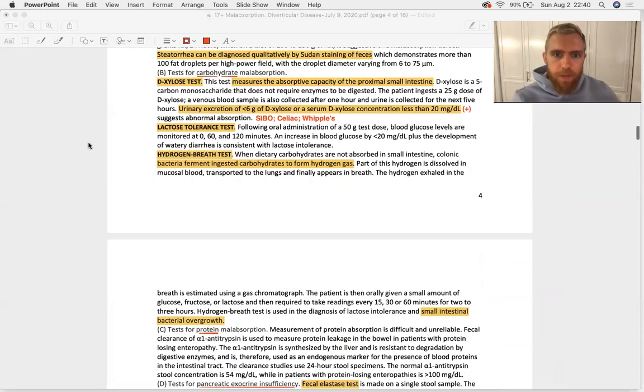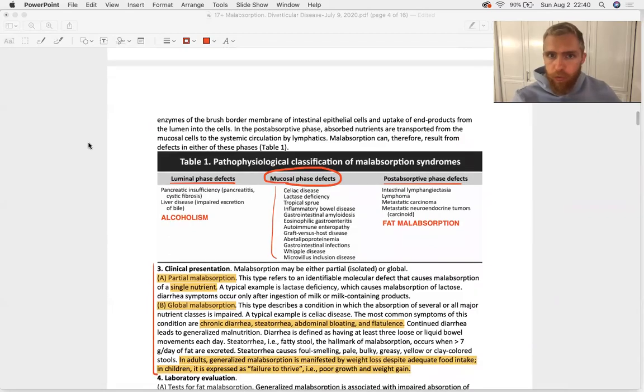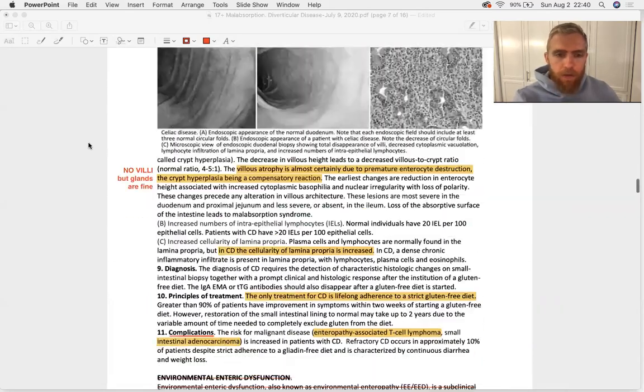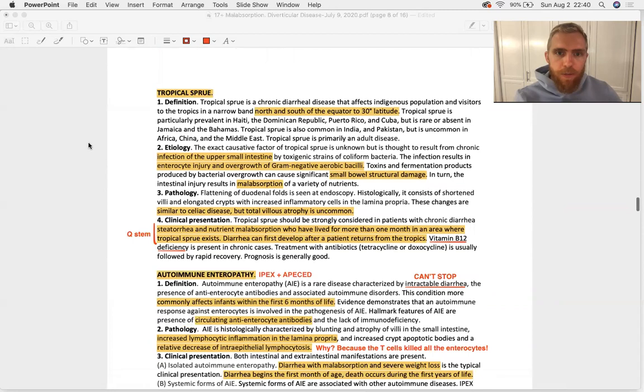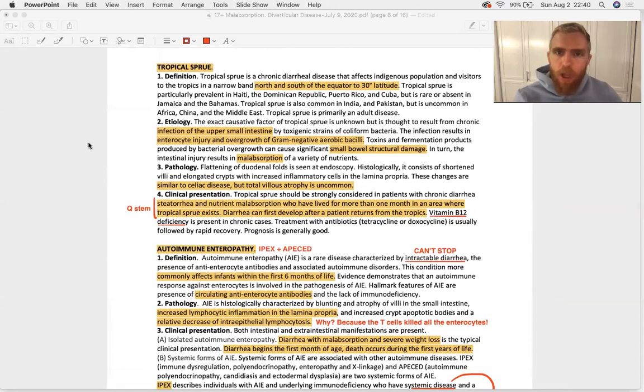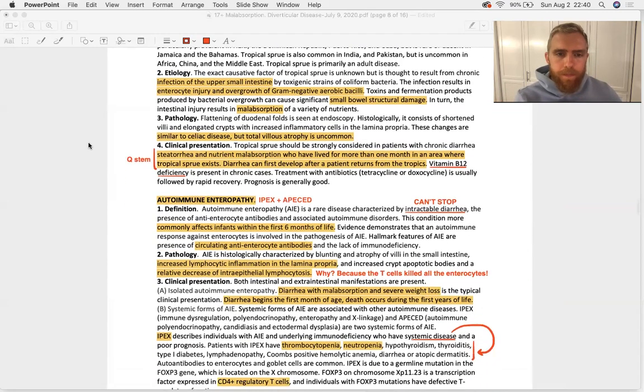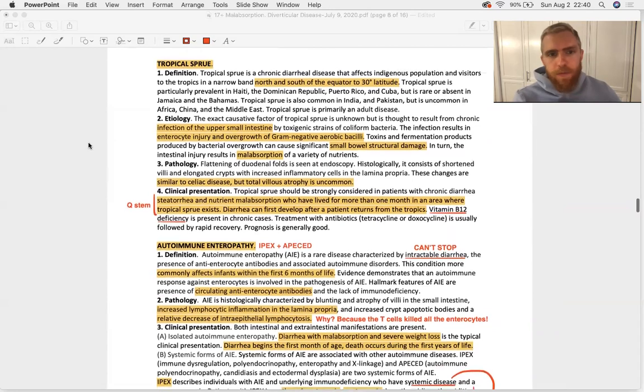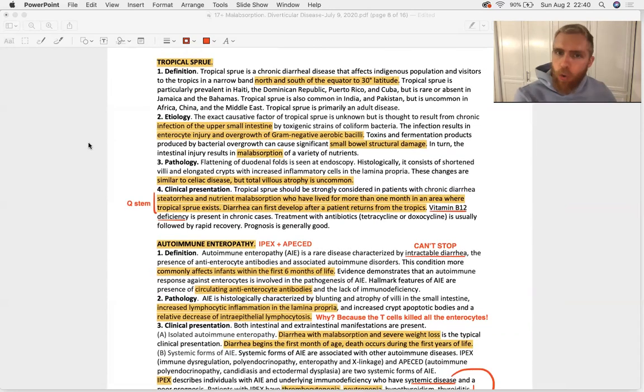So this is going to be a mucosal phase defect because absorption is being hampered directly at the level of the villus, specifically at the level of the enterocyte. Enterocytes are getting knocked off. So I see this more so as a gateway to a micro question or to a nutrition question on boards rather than just, oh, do you know that this is tropical sprue? Because there's a lot of different ways you can get it, it seems.